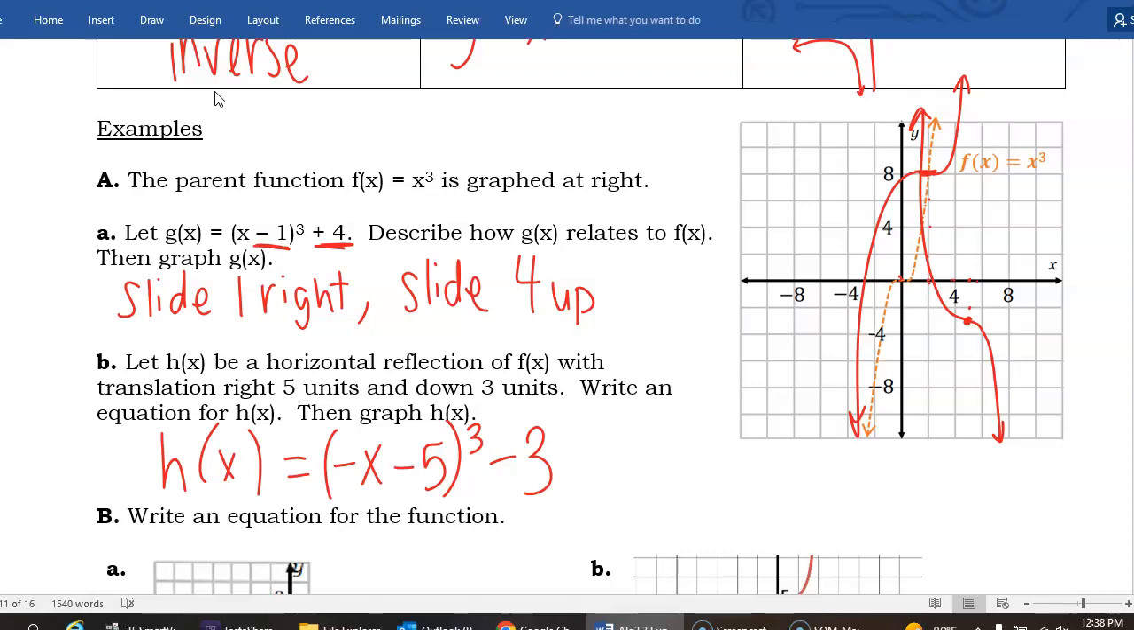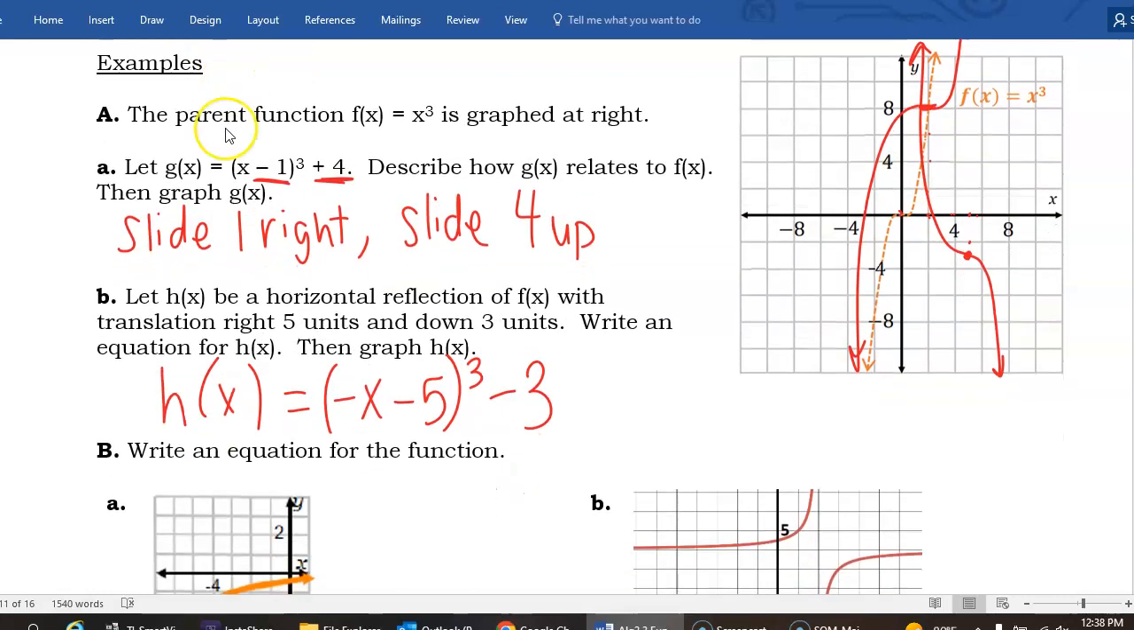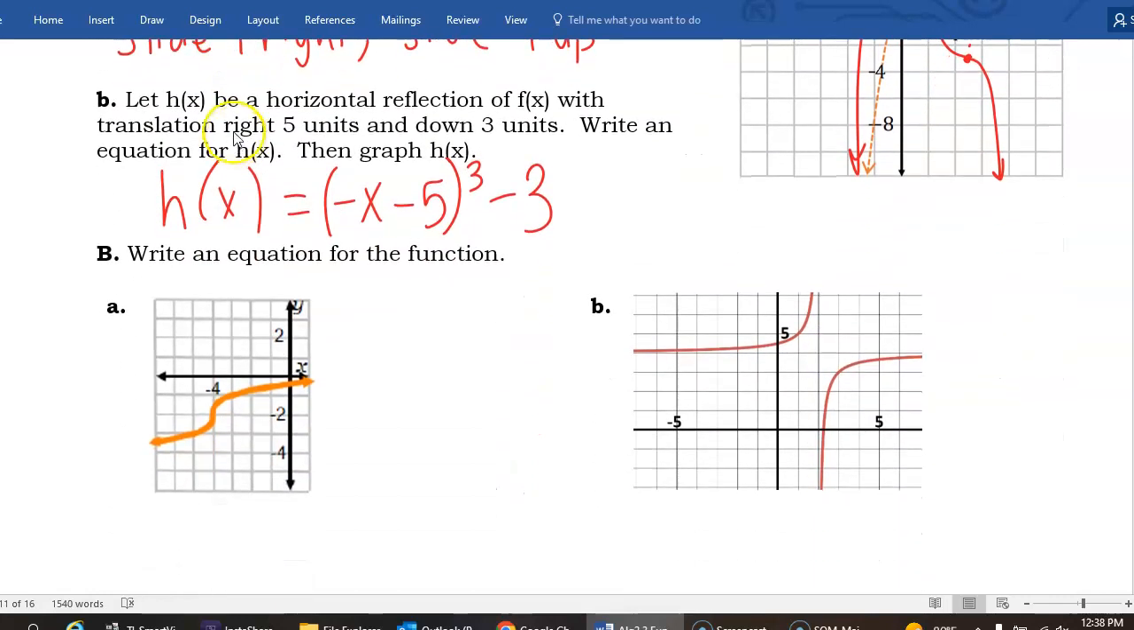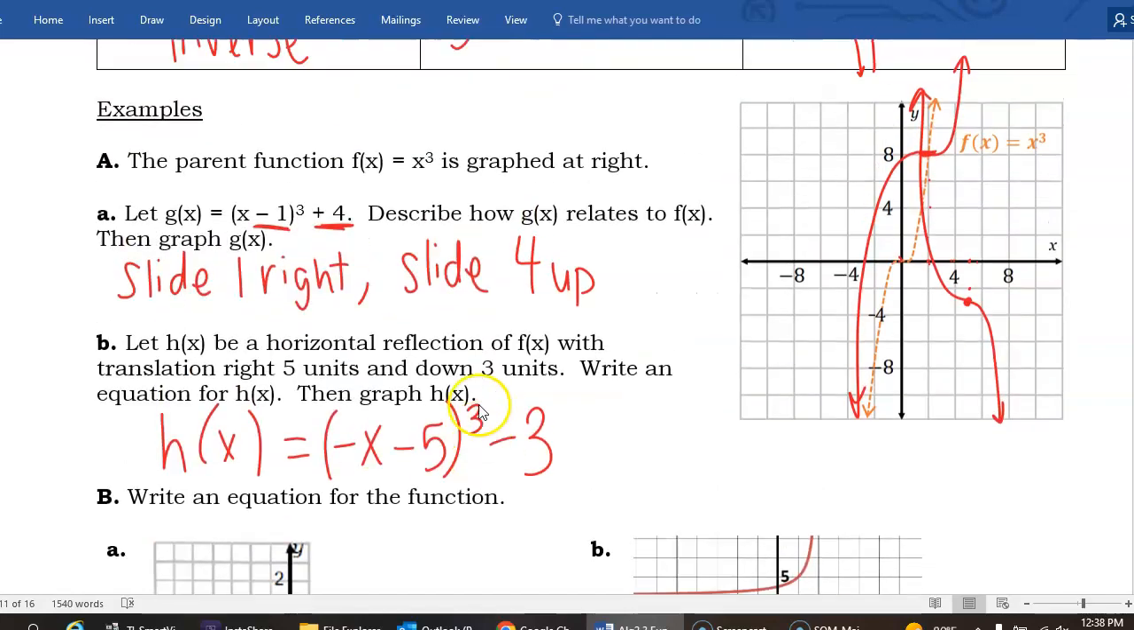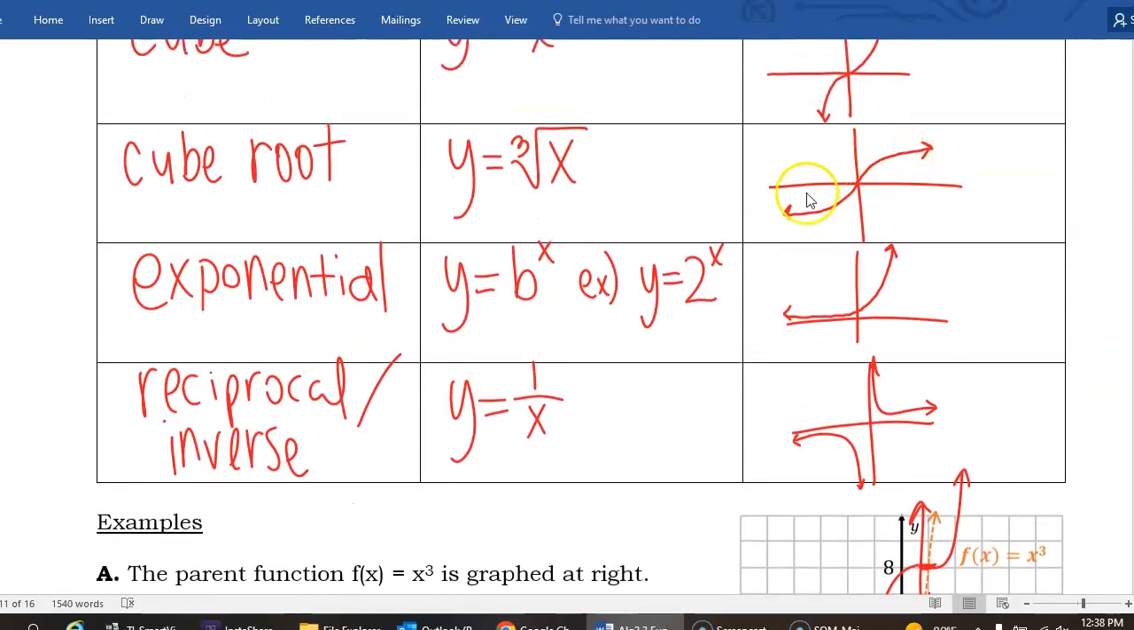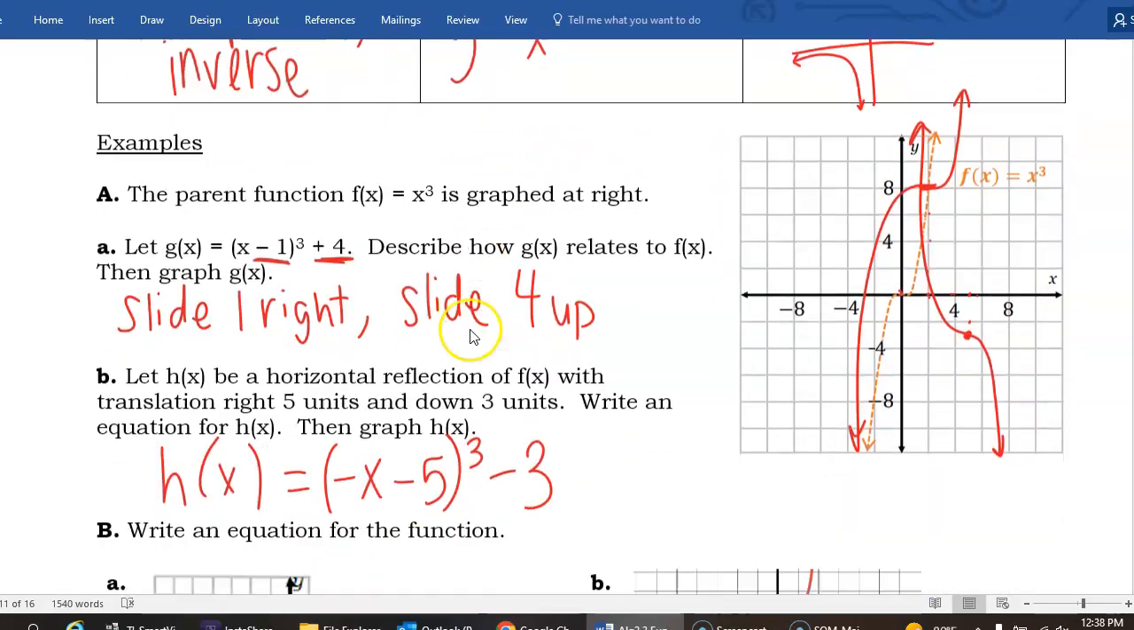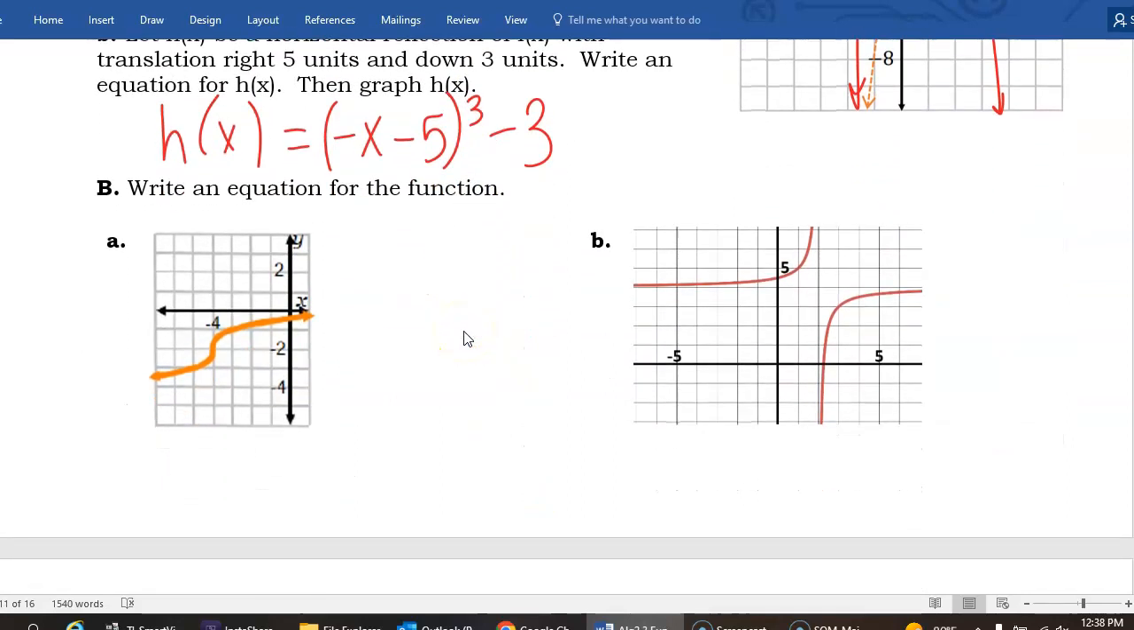Write an equation for the function, letter B. So we have some pictures. We're going to try to write some equations. First one here, if I'm looking at the shape of the graph, it's similar to the cube that we just did, but it's turned a little sideways. It's more like the cube root function. The standard cube root function is centered on the origin 0, 0. And I can see this one moved over here.